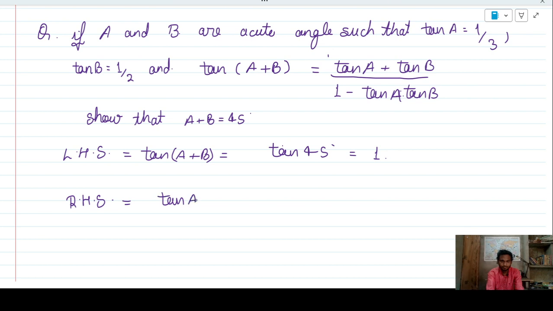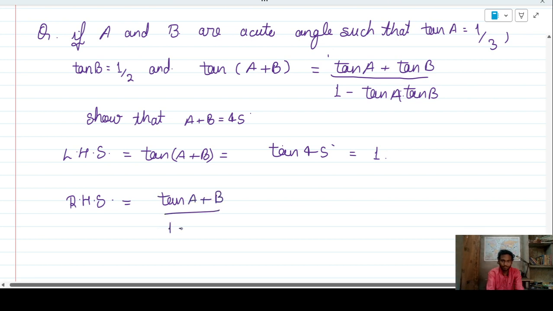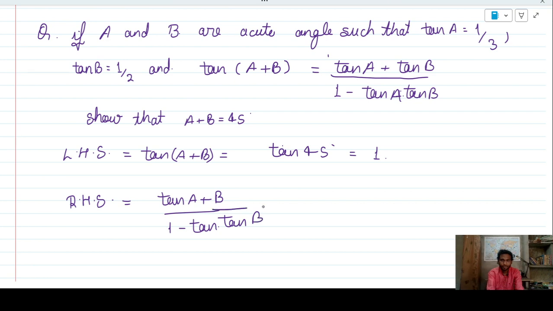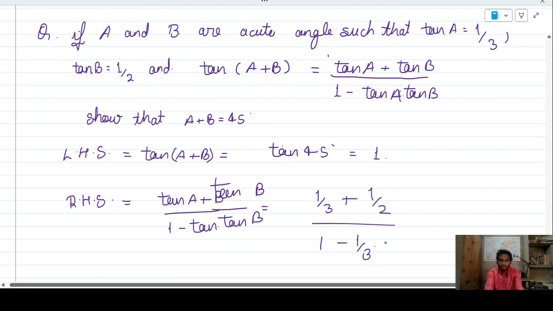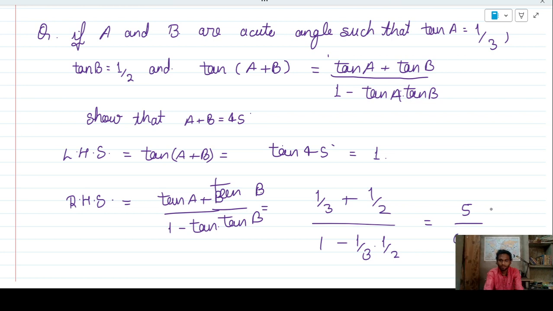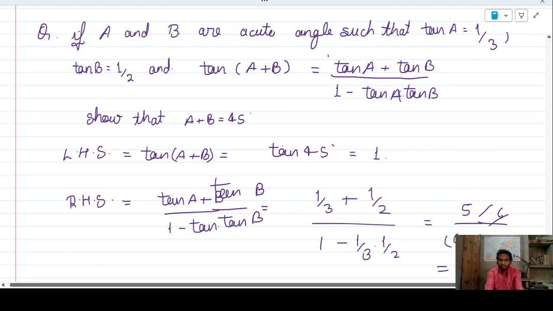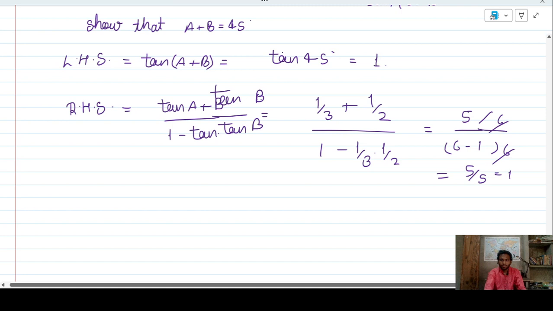tan A plus tan B upon 1 minus tan A into tan B. We know that the value of tan A is 1/3, and the value of tan B is 1/2, and 1 minus 1/3 into 1/2, 5/6, sorry, this is 6, 5/6, and 6 minus 1 is 5 upon 6, 6 and 6 cancel, 5/5 equals 1, and so left hand side equals right hand side.